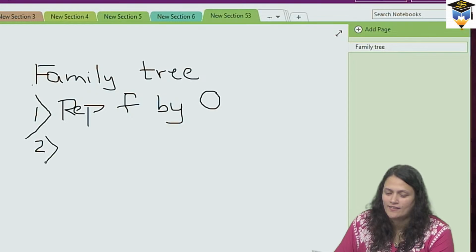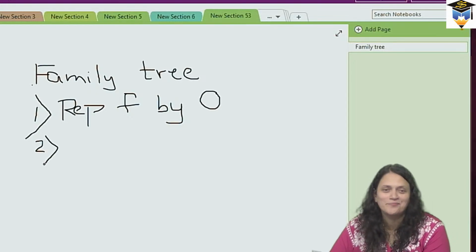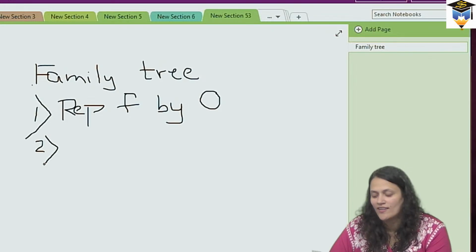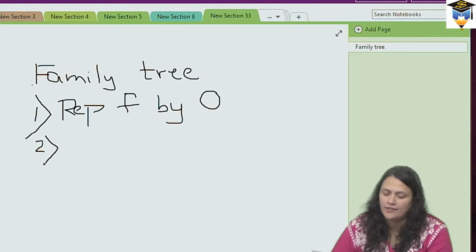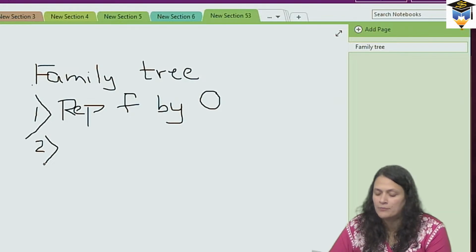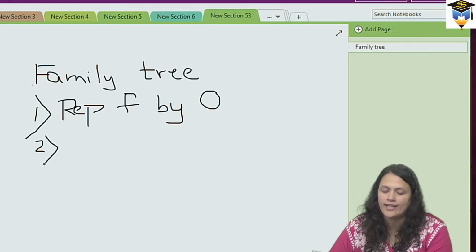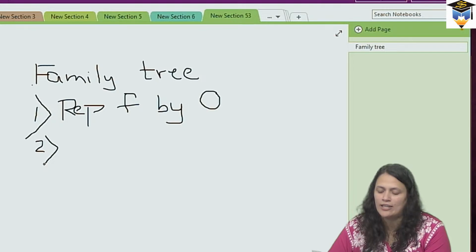Second rule: use a horizontal line to connect spouses and a vertical line to show parent-child relationship. I'll repeat rule number 2. Use a horizontal line to connect spouses and a vertical line to show parent-child relationship.